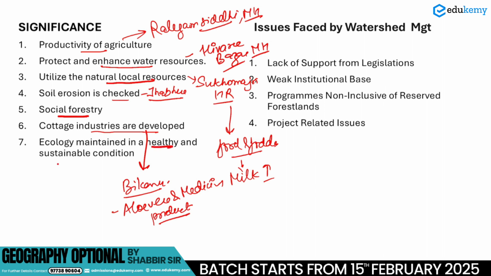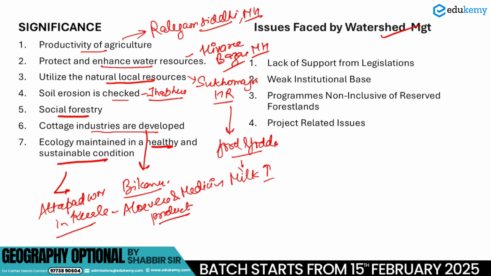Ecology maintained in a healthy and sustainable condition. Yes, obviously, if integrated watershed management is done in a proper way, it is going to restore the ecological balance and ecology will be maintained. The best example is Attapadi watershed management in Kerala, because Kerala's biodiversity is considered very good in terms of number of flora and fauna. Let us see what are the issues that are faced by watershed management.